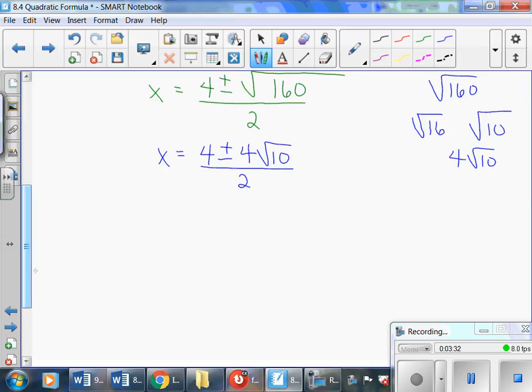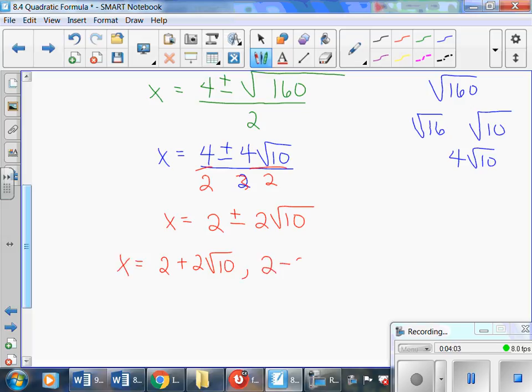And then one more time I can do some simplifying here, because remember, when you have divided by 2, that's like having this one divided by 2 and this one divided by 2. So I can say x is equal to 2 plus or minus 2 square root of 10. Now remember what that means. That means I have 2 plus 2 square roots of 10, and 2 minus 2 square roots of 10. We actually get 2 answers. All right? So that's our simplest radical form.